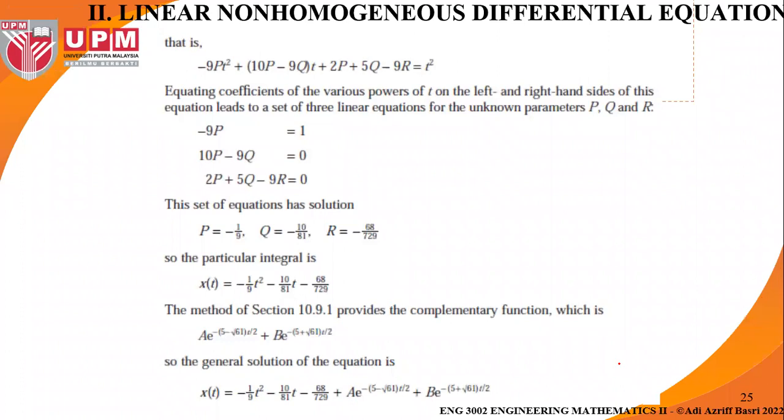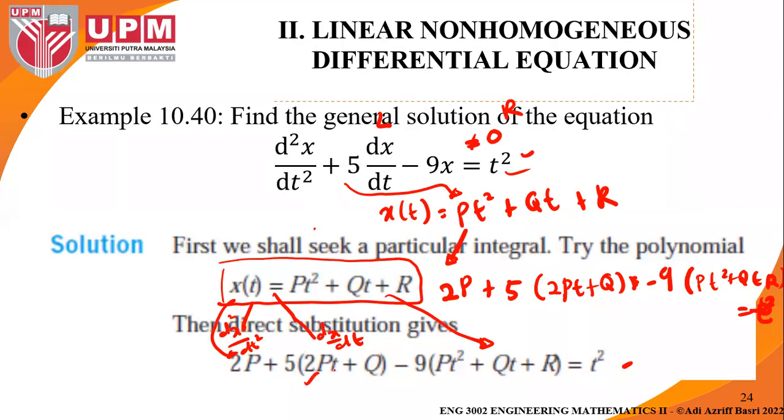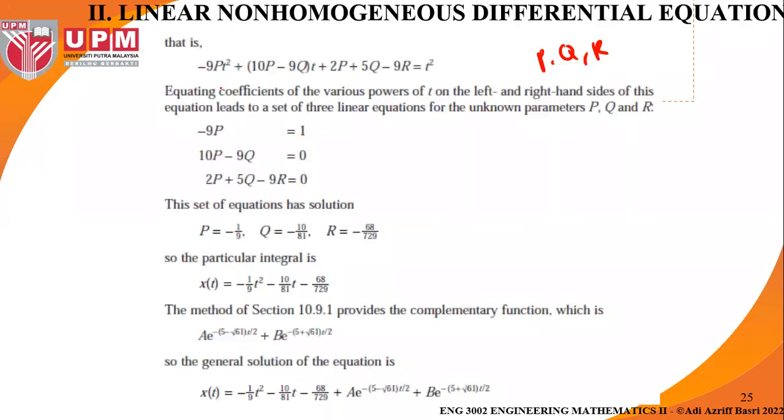This is not finalized because we need to find your constants. You have constants here, p, q, and also r. So you need to find these constants based on these equations. You simplify it, and you will get something like this. For example, the first t² term is negative 9p t². This is in terms of t², and this one is in terms of t.